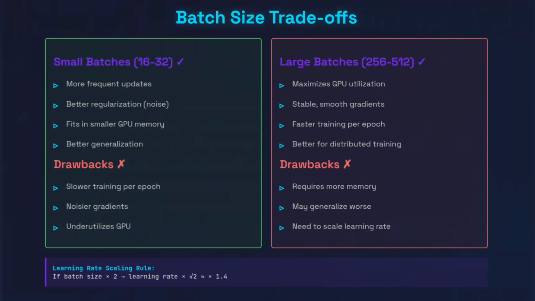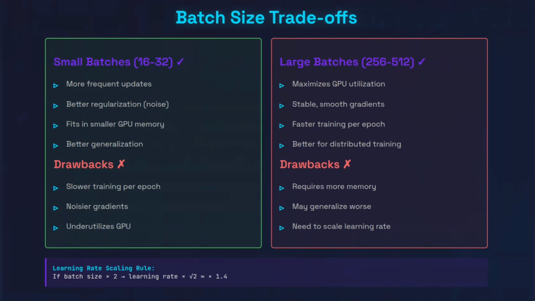Small batches, say 16 or 32, give you more frequent weight updates, better regularization through noise, and fit in smaller GPU memory, but training is slower and gradients are noisier. Large batches, 256, 512, or even higher, maximize GPU utilization, stable gradients, and train faster per epoch, but they need more memory, might generalize worse, and require careful learning rate scaling.